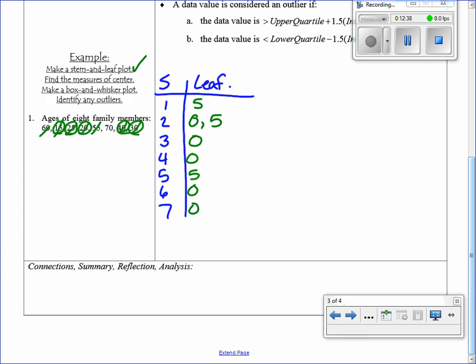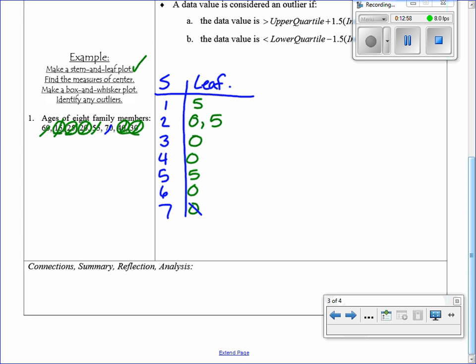Check. Find the measures of center. That's my median. So I can do it a couple of ways. I'm just going to use my stem and leaf plot and count from the outside going in. Normally what I've done in the past is I've listed all the numbers going from least to greatest and I've counted out, but I'm going to use this.